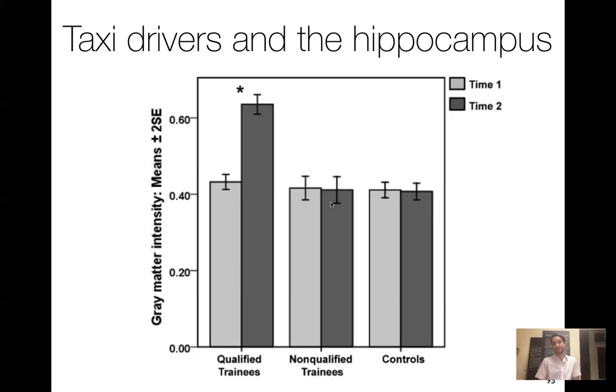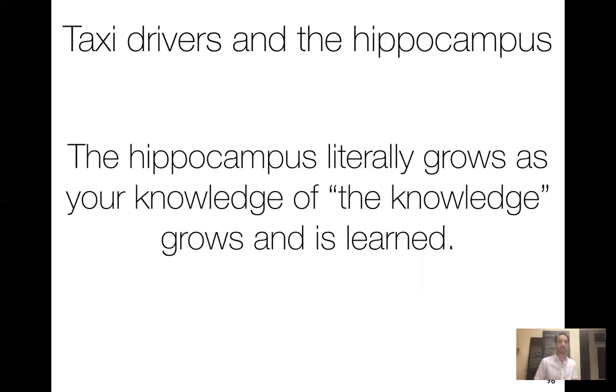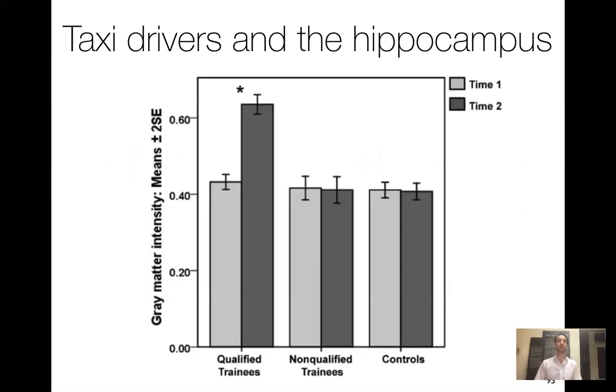Why is this the case? Because there's individual differences. And you can see that the hippocampus literally grows as your knowledge of the knowledge grows and is learned. But if you're one of these people who just seems like you can't do it, part of it might be because your brain is not plastic enough.